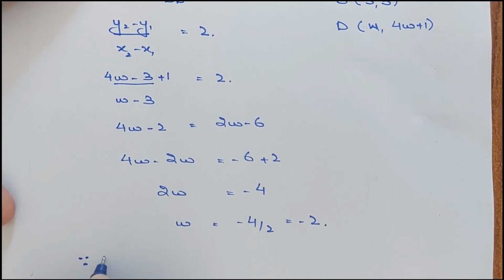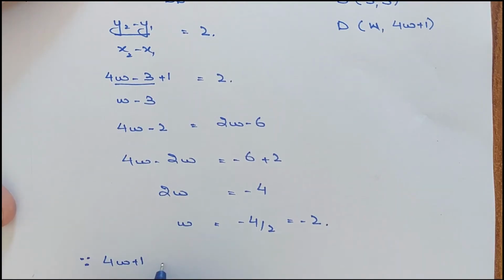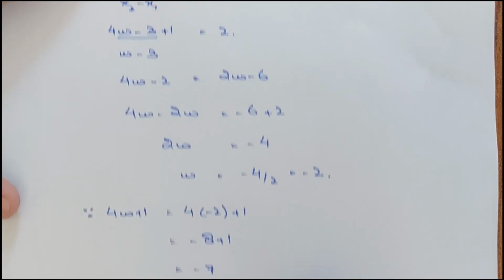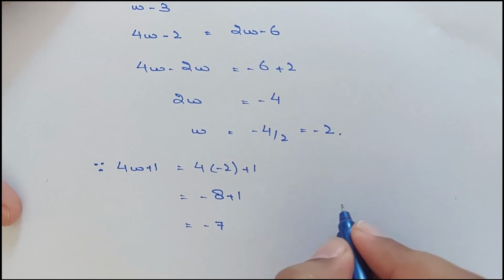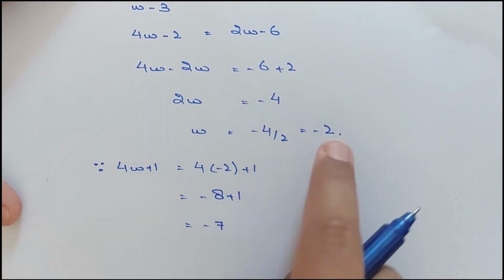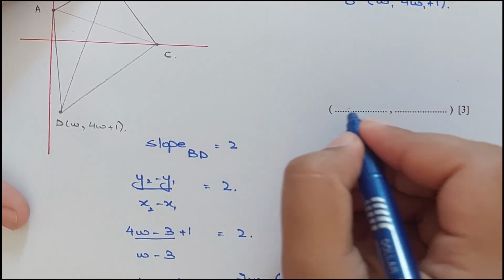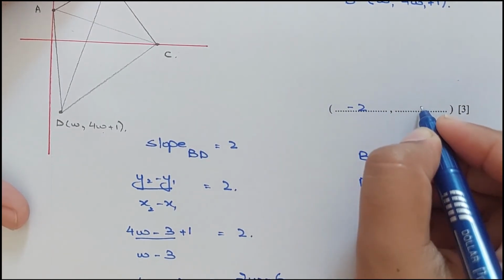What is 4w plus 1? Which is 4 into minus 2 plus 1, which is minus 8 plus 1, which is equal to negative 7. So we can say the coordinates of D are w and 4w plus 1. w is minus 2 and 4w plus 1 is minus 7. So minus 2 and minus 7.